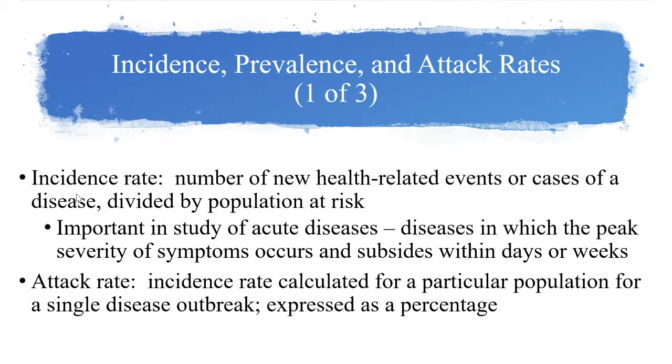So there are 3 important terms we'll talk about here: incidence, prevalence, and attack rates. An incidence rate is the number of new health-related events or diseases or sicknesses divided by the population at risk. And so this tells us how many people are getting sick and at what rate. And then attack rate is the incidence rate calculated for a particular population for a single disease outbreak, and it's expressed as a percent. So what percent of the population is being affected by those diseases?